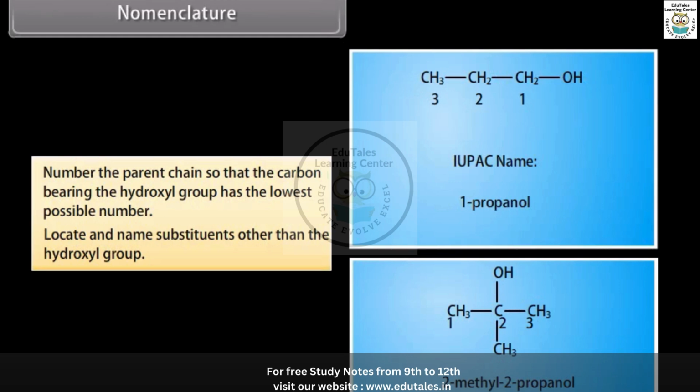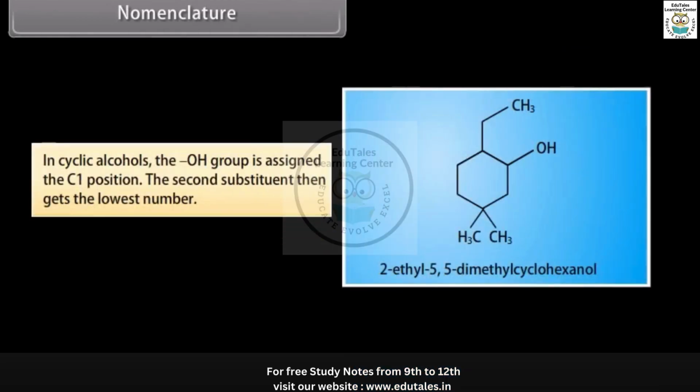Example: 2-methyl-2-propanol. In cyclic alcohol, the hydroxyl group is assigned the C1 position. The second substituent then gets the lowest number. For example, 2-ethyl-5,5-dimethyl-cyclohexanol.